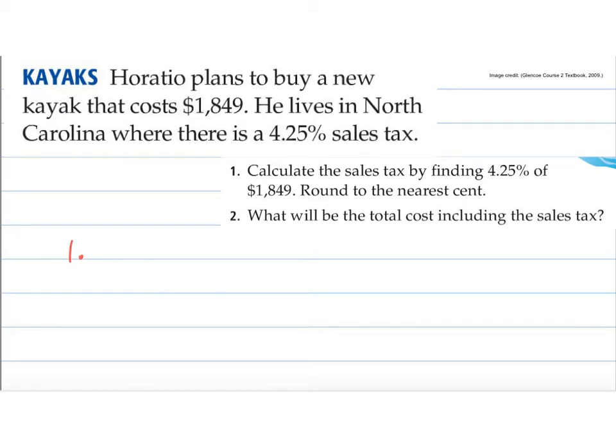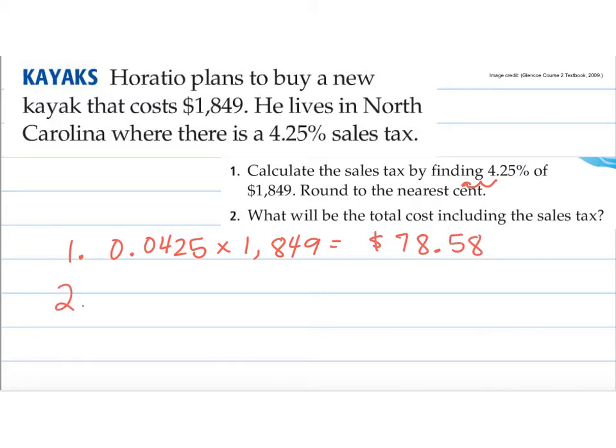So I'm going to turn that percent into a decimal, 0.0425, and I'm going to multiply that by the $1,849. Go to my calculator. Round it to the nearest cent, so that would be the nearest hundredth place. $78.58. So that's how much tax is going to be.